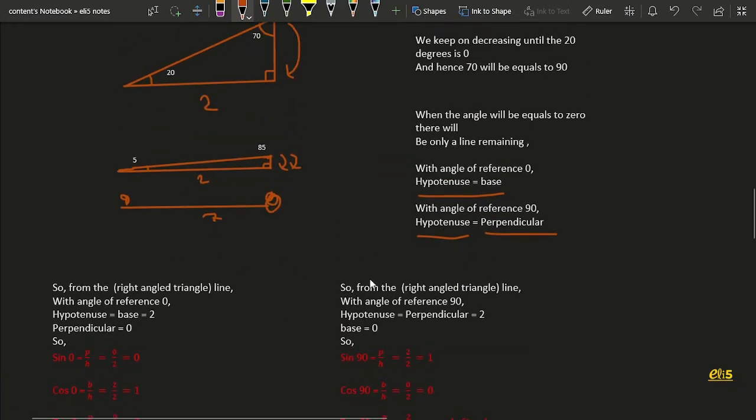Now let's go on with angle of reference 90 degree. From the right angle triangle, we again take the same one.